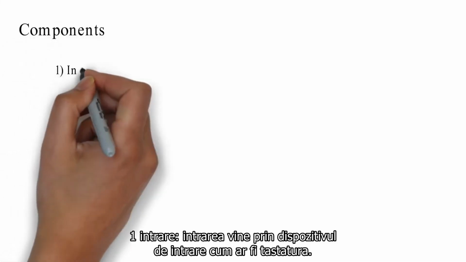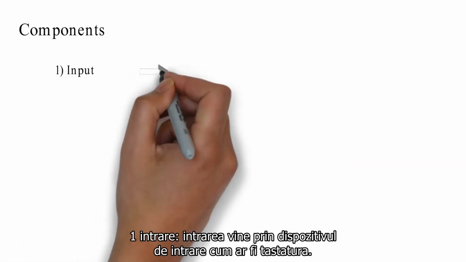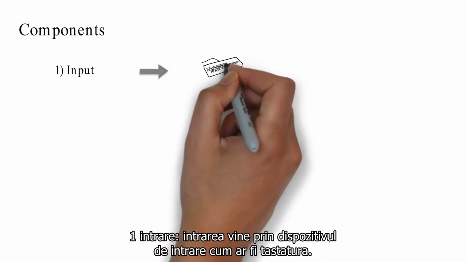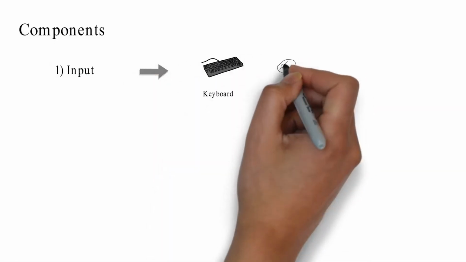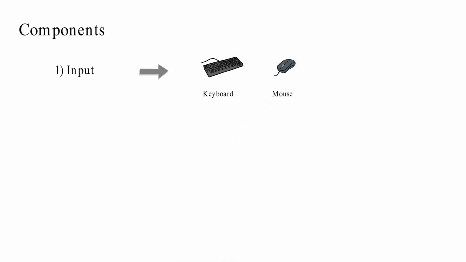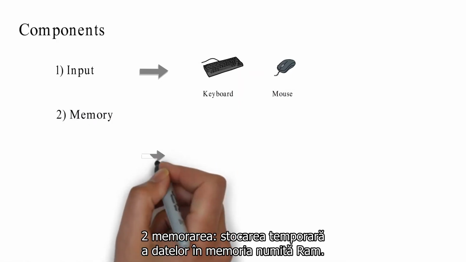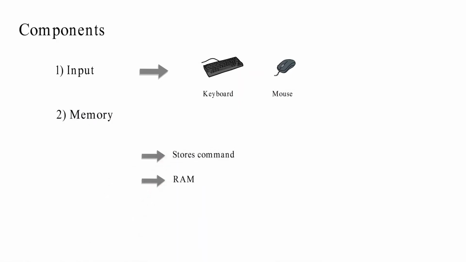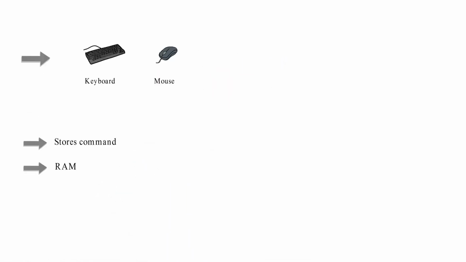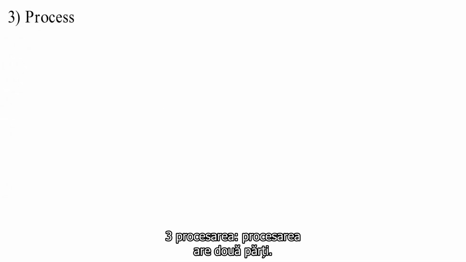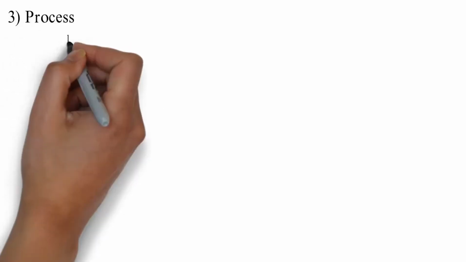Let's discuss the components. 1. Input. Input comes through input devices like keyboard, mouse, etc. 2. Memory. The data is temporarily stored in the memory called RAM. 3. Processor. The processor has two parts.